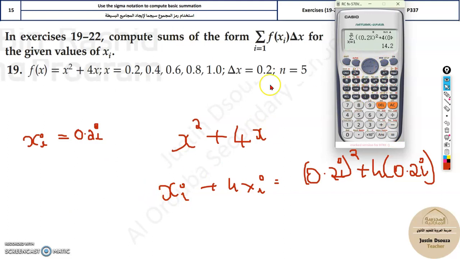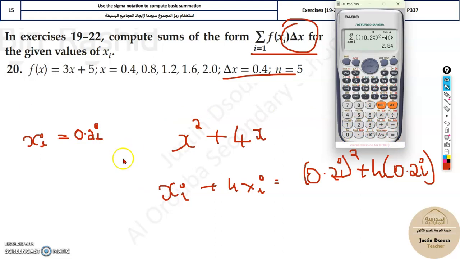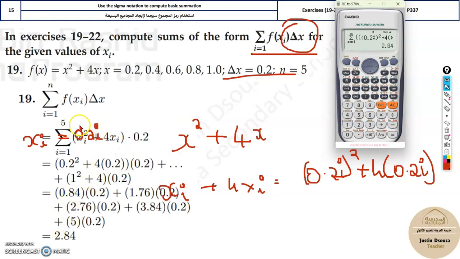Now, I have done f of xi, but I have not finished the problem. There is one thing, guys. Look at the function. What do they have to find? Compute sums of the form. Over here, delta x must be multiplied, and delta x is 0.2. I forgot to multiply that. So now let me do it. Please don't make the mistake which I just now made in the exam. I'll close these brackets and multiply with 0.2. The answer would be 2.84. That is the answer. You can use the formula and do it, or directly, it's the same thing.